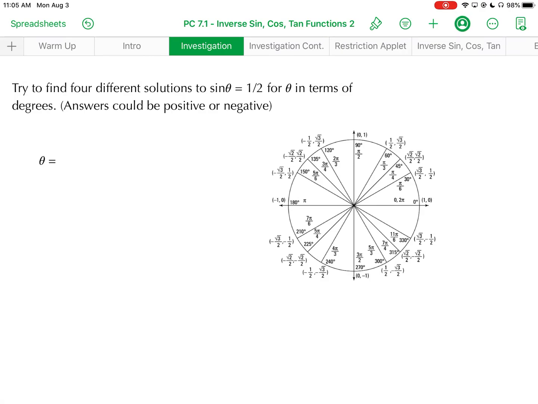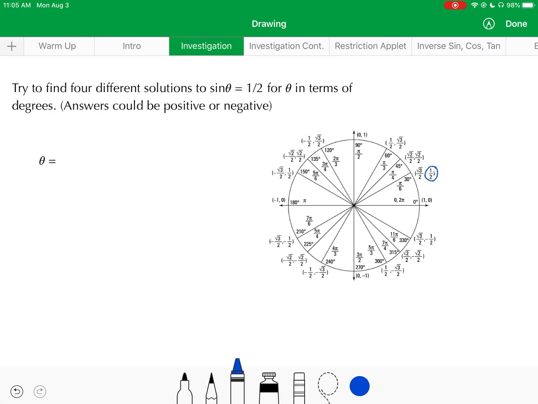We know that sine is going to be equal to the y-coordinate of our point defining our angle, right? So on the unit circle, the first place where sine equals 1/2 is right here, and that's at 30 degrees. Now rotate into the second quadrant. You can see that sine equals 1/2 again right here at 150 degrees. And those are not the only 2 solutions that you could give.